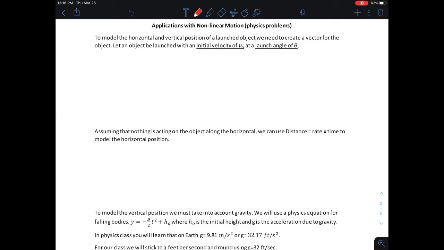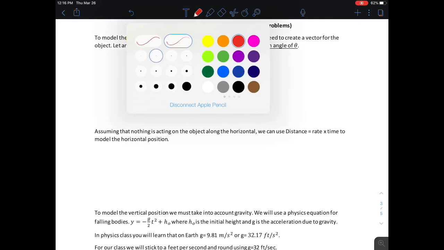In this video, we're going to look at the applications of parametric equations to nonlinear motion. That brings us to the realm of doing some more physics problems. Let's say that we're trying to model both the horizontal and vertical positions of an object that is launched. In order to do so, we're going to have to create and look at a vector here.